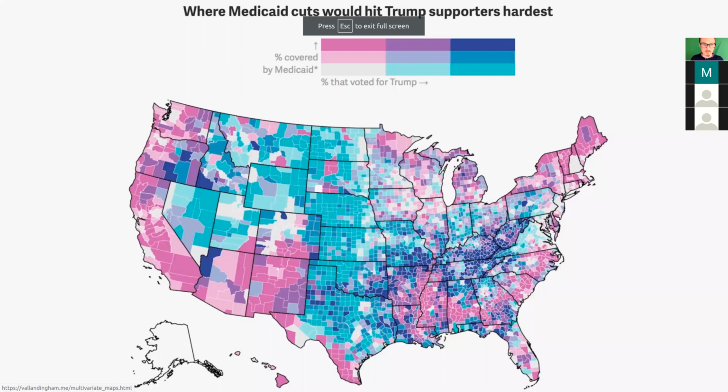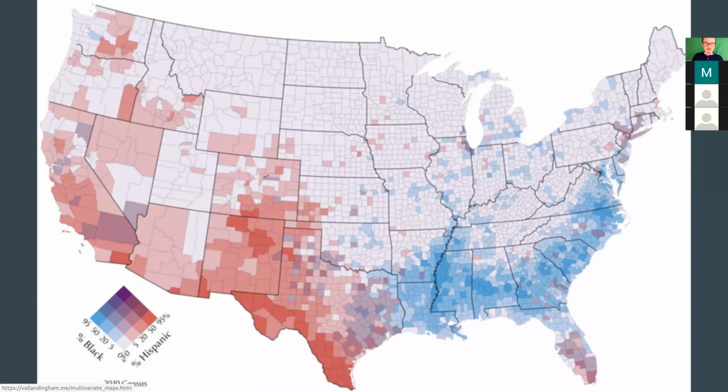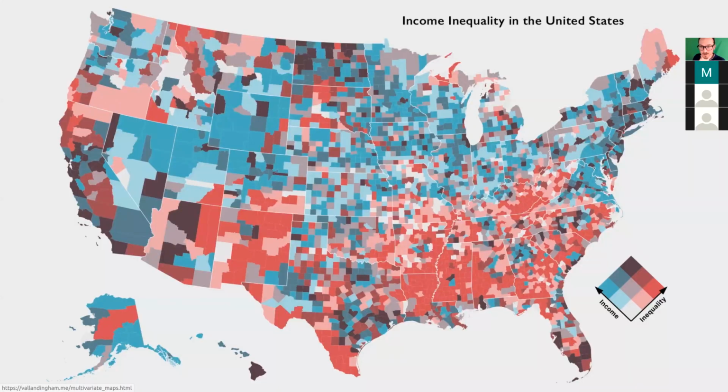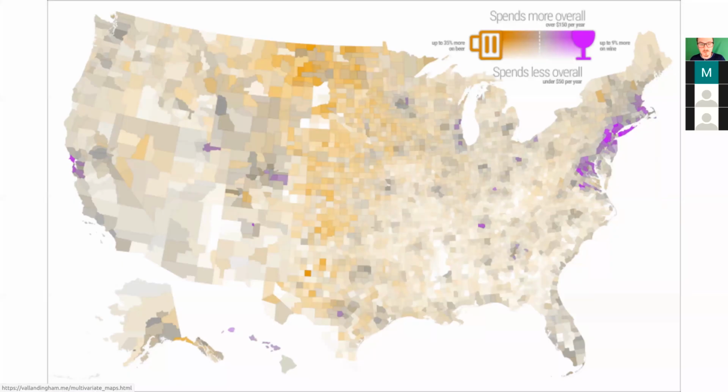More examples, percent covered by Medicaid versus percent voted for Trump. Another example, Black and Hispanic. This is quite striking to me because you can see some very, very clear geospatial patterns here. Fascinating stuff to dig into. Here's another example, income and inequality. Again, I don't know the details, but I'm just showing a lot of examples to demonstrate that you could apply this technique to all sorts of data.